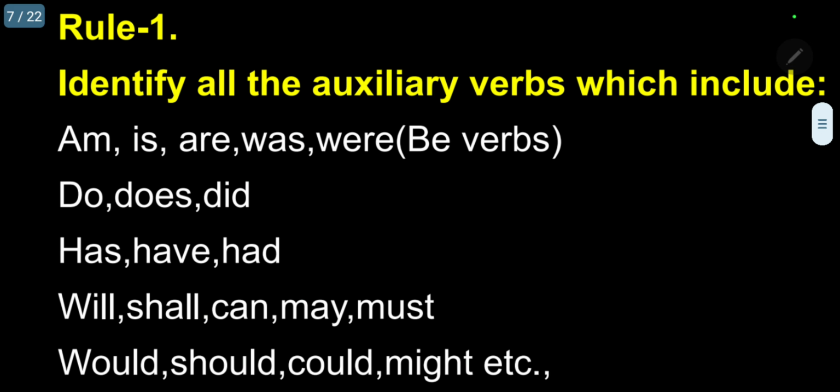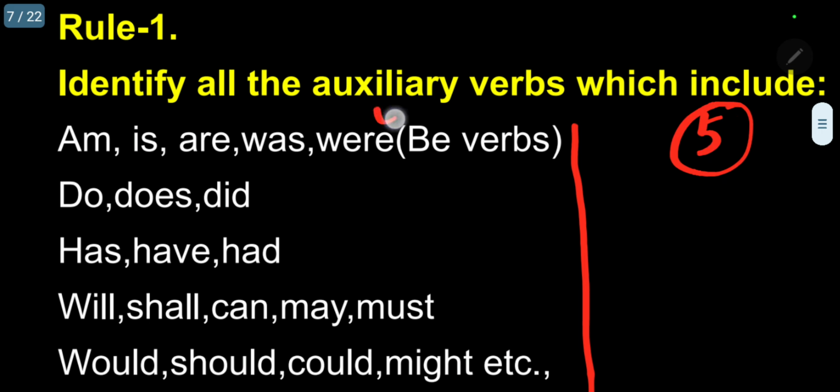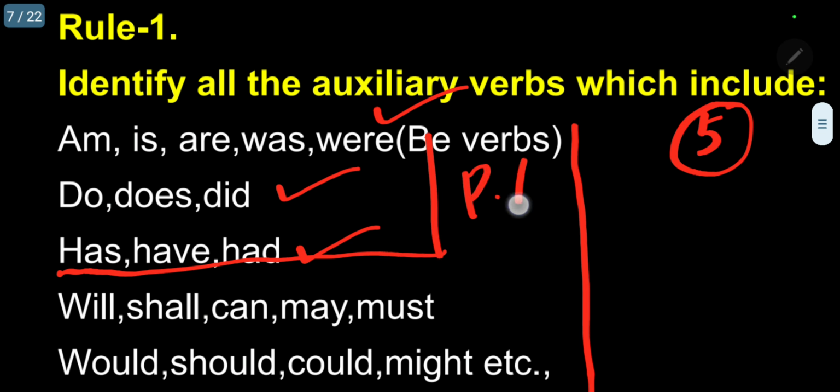So auxiliary verb, there are 5 types. Totally 5 types. The type 1 we will call as be verb. Am, is, are, present tense, was, were, past tense. Number 2, do, does, present tense, did, past tense. Has, have, present tense, had, past tense. These 3 we will call as primary auxiliary verbs.